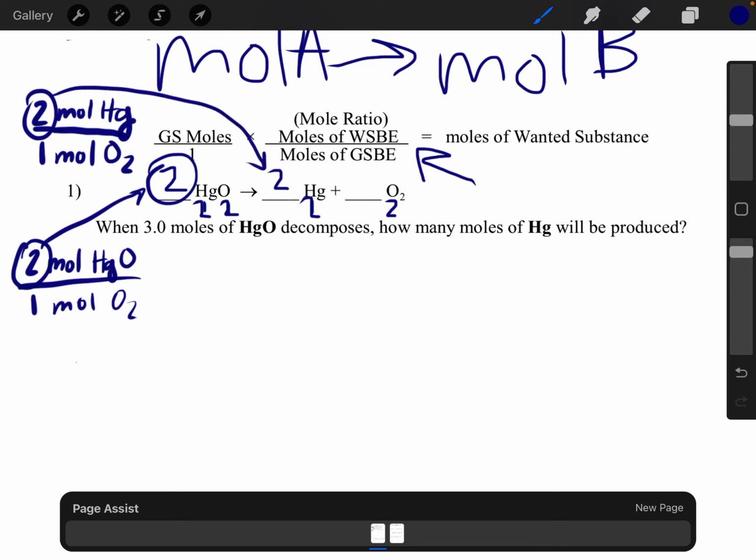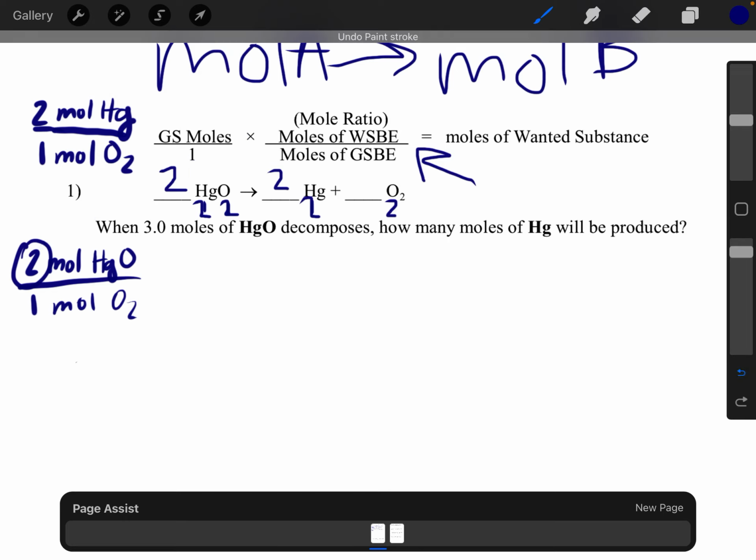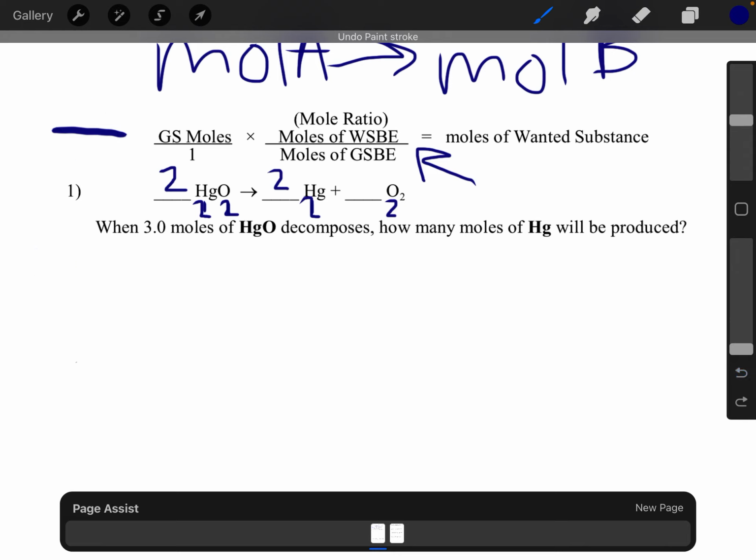Okay, so it kind of sounds like a lot. It is a lot at first, but it really isn't that terrible, and I bet you'll do great. So let's try to do this example problem.